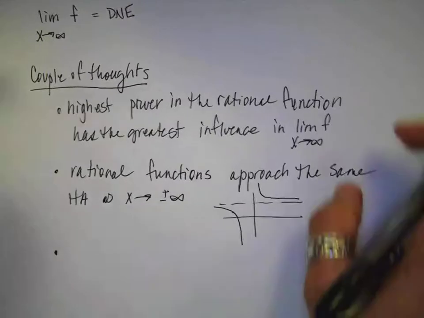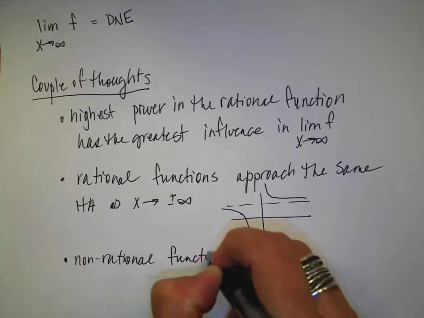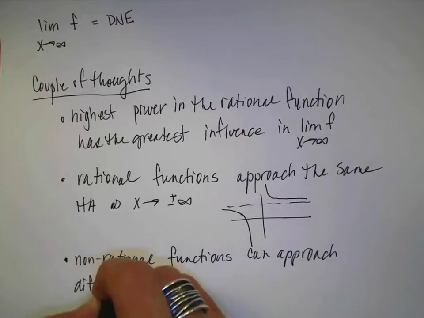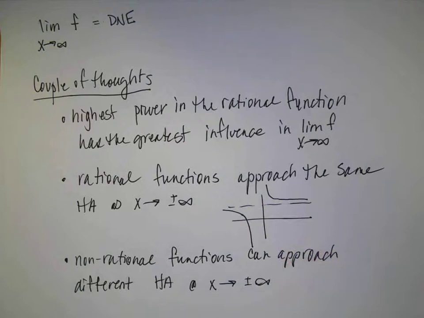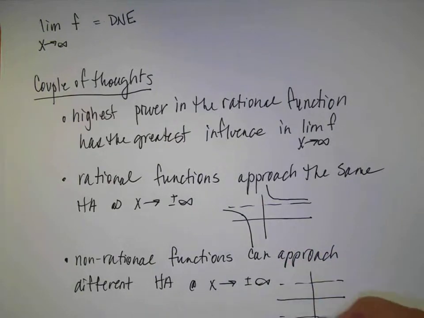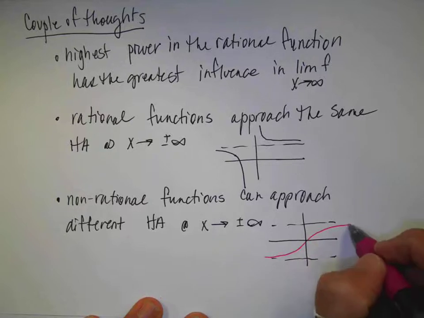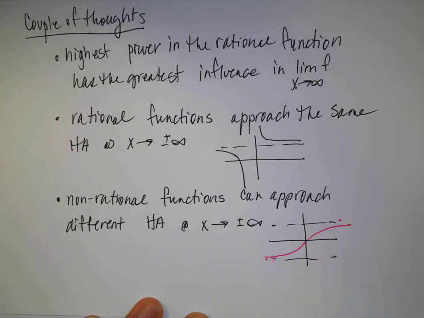So then the next thing would be, like in the logistic function, regular functions or non-rational functions can approach different horizontal asymptotes as x approaches both positive and negative infinity. The classic example of that is the logistic function, because as I approach positive infinity, my function is approaching this asymptote, and as I approach negative infinity, it's approaching the lower asymptote. So rational functions and non-rational functions can have different limits as x approaches infinity.